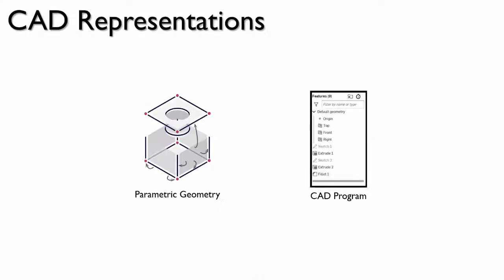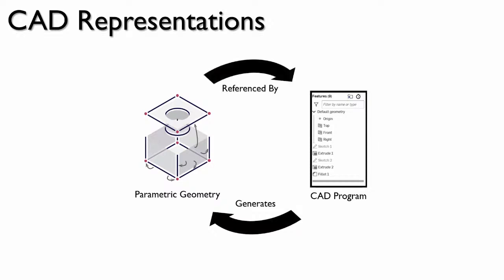All right. So at the core of this recipe are two main representations: parametric geometry and CAD programs. They're interrelated, in that the CAD program generates parametric geometry, and parametric geometry is referenced by the CAD program. I'll go into more detail about what is meant by referencing in a moment. But I want to argue right now that these representation choices give parametric CAD its primary advantages.